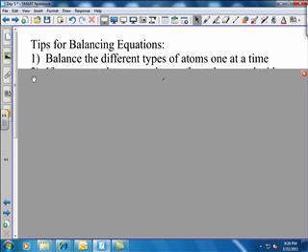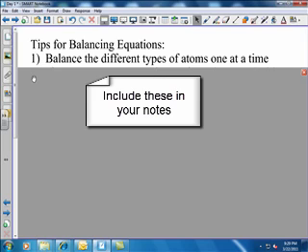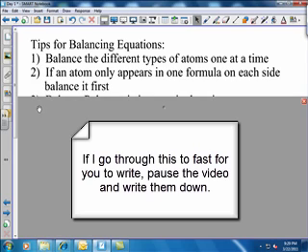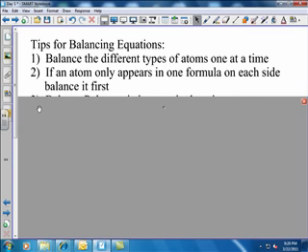Okay, first tip. When you're balancing equations, you want to balance the different types of atoms one at a time. And I'll talk about this more in a minute, but don't try to balance 2 or 3 atoms all at the same time. Just balance one atom at a time. Secondly, if an atom appears in one formula on each side, try to balance it first. And what that means is, sometimes, like oxygen likes to be in 2 or 3 formulas, so it's not a good one to start with.